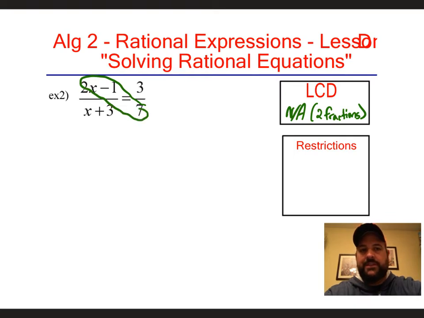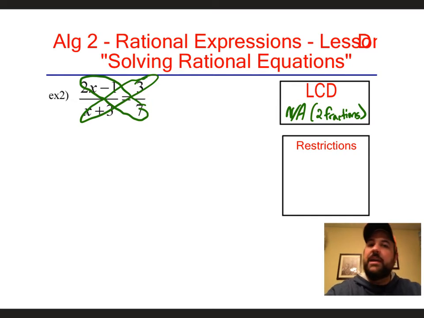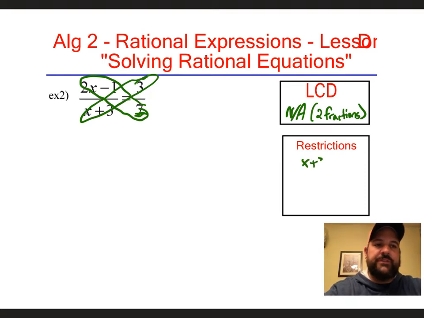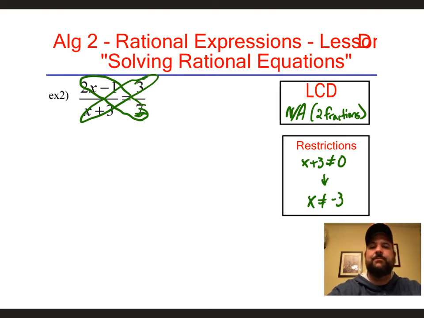So I'm going to take the 2x minus 1 times 7, and I'm going to take the 3 times the x plus 3 eventually. The other first step I need to do is figure out what is my restriction for this case. And in this case, I have 7 on the right here. That's fine. That doesn't need to be messed with because it can't be anything other than 7. But on the left, I have x plus 3 in the denominator. That's not allowed to equal 0, which means what value for x would make that 0? That would be negative 3. So x cannot be negative 3 in this case. So we're going to go through and solve. As long as I don't end up with negative 3 for x, we should be good.